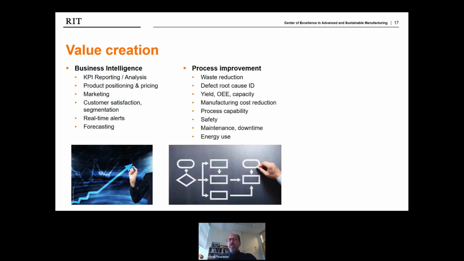At the process level, data analytics can help identify areas to reduce cost, improve quality and yield, improve overall operational effectiveness. As in the case of business intelligence, setting up dynamic reporting on key indicators can make the organization more responsive to issues that may affect customer satisfaction or business performance.